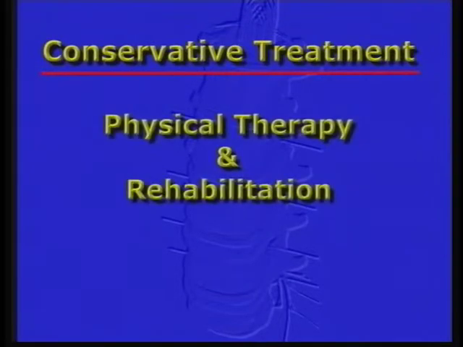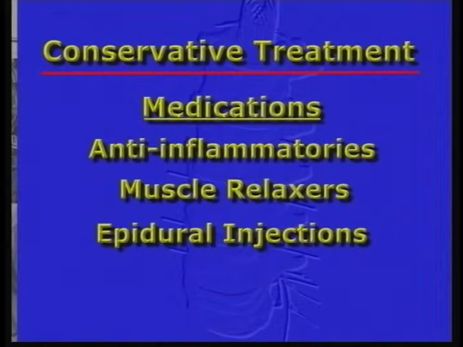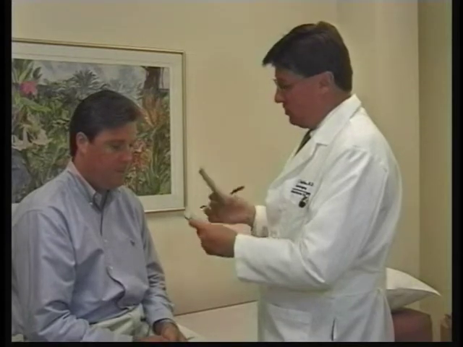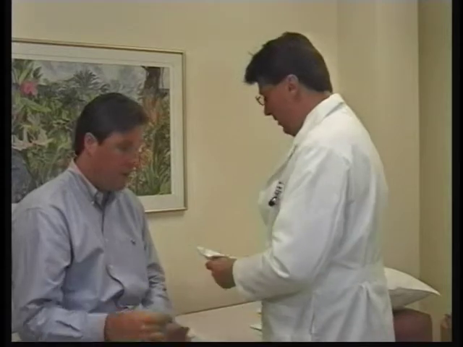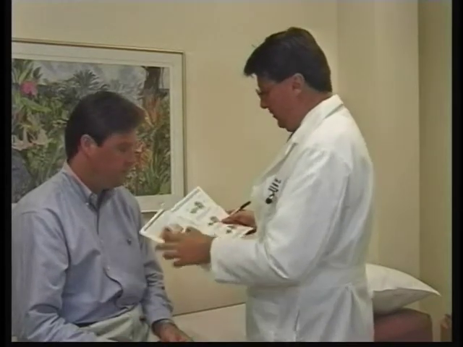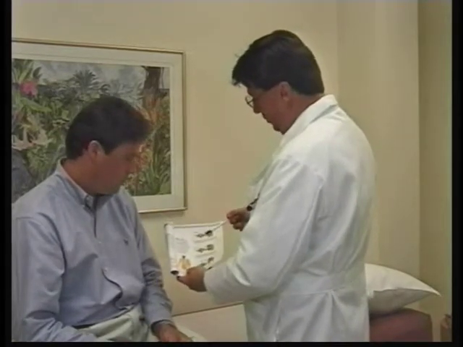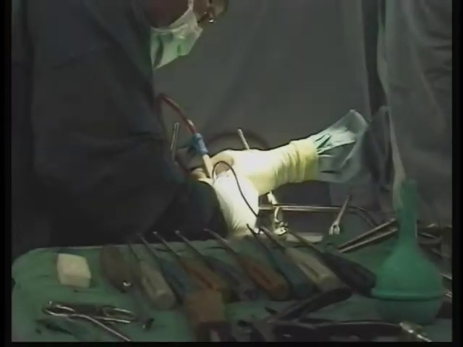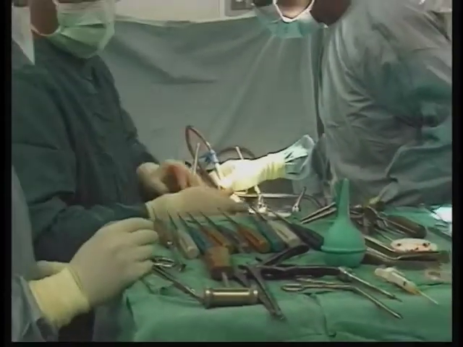Conservative treatments include physical therapy and rehabilitation in conjunction with medications such as anti-inflammatories, muscle relaxers, or epidural injections. In some cases, this may be all a patient needs to return back to his or her normal routine. However, in other cases, a patient like Charles may have to stop conservative treatment early or skip conservative treatment altogether and proceed with surgery as the only alternative for recovery.